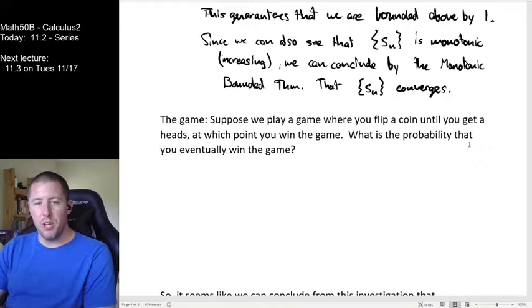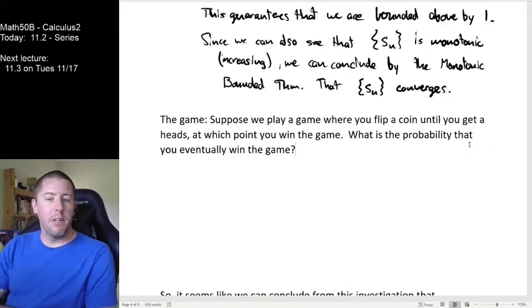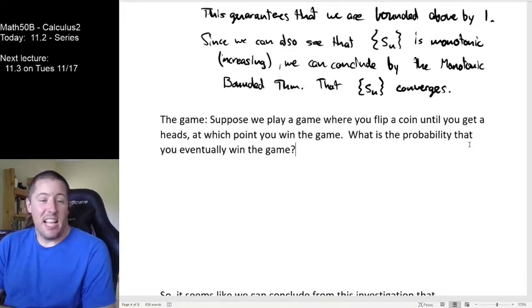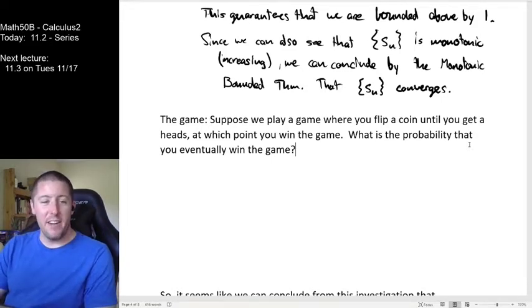So here's my game for you. We're going to play a game where you flip a coin until you get a heads, at which point you win. To win this game, you are just going to flip a heads. What I want to know is what is the probability that you eventually win? Now, this just says flip till you get a heads, right? So even if you have the worst coin in the universe, the most unlucky coin that's ever been minted by man or by anybody else for that matter, it seems like you're eventually going to win, right?